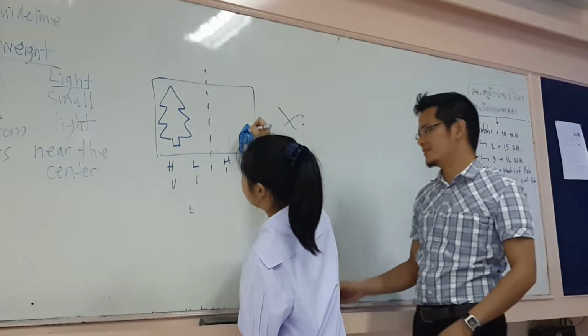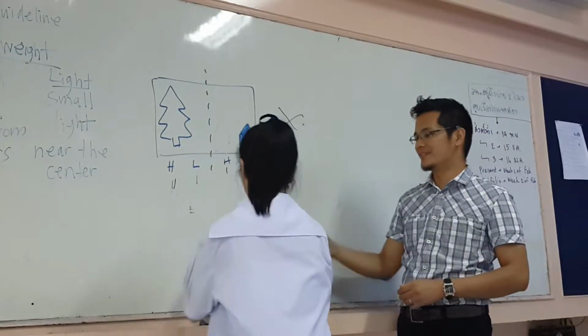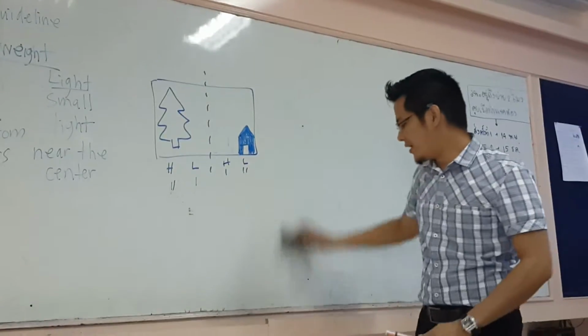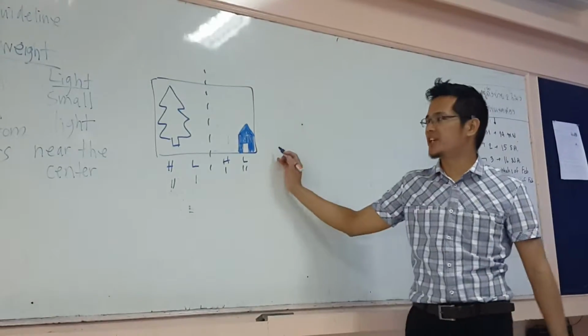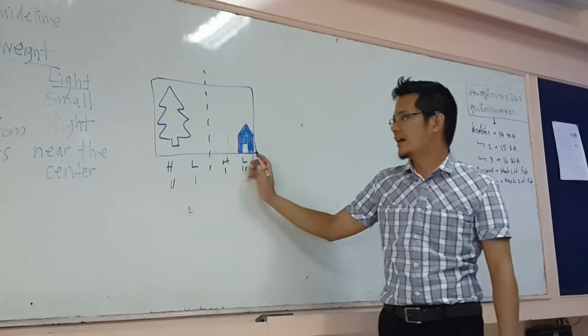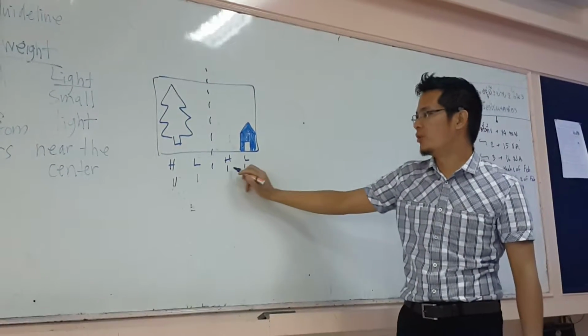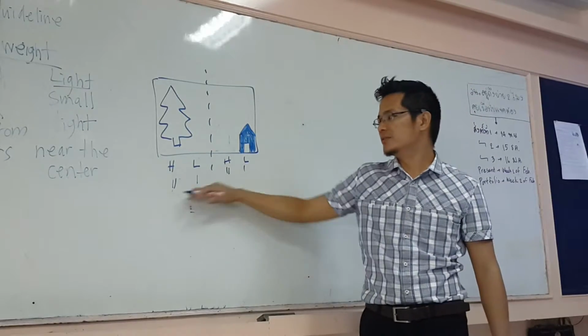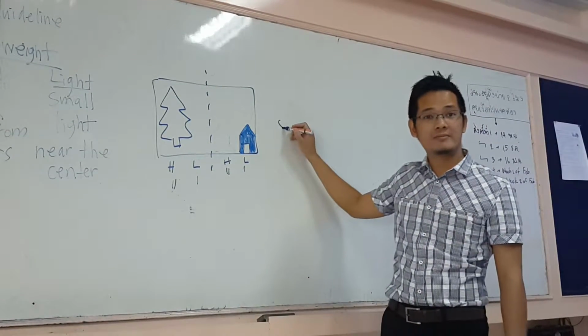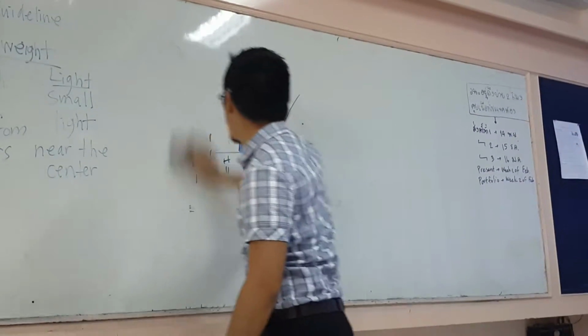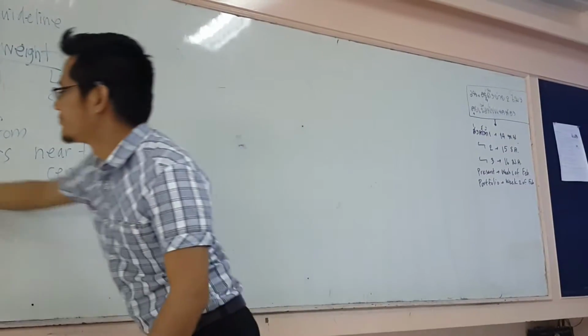Okay. That's okay. Thank you. So she changed the position. Now it's away from center. The point now goes to heavy. So this now is balanced. Okay, very good. Let's go to number 2.